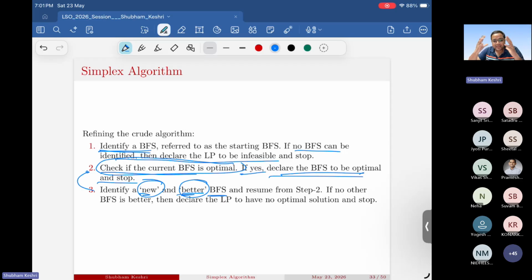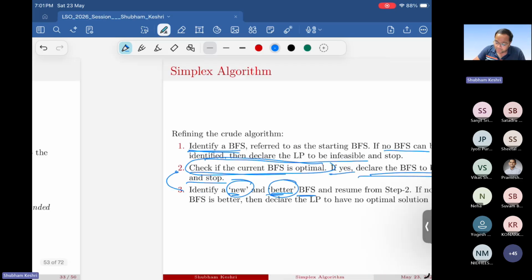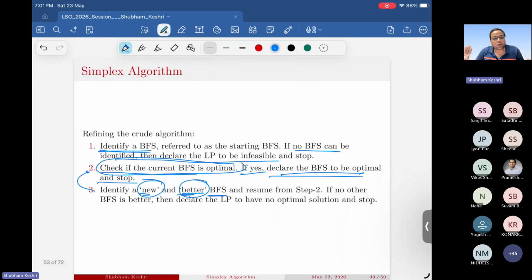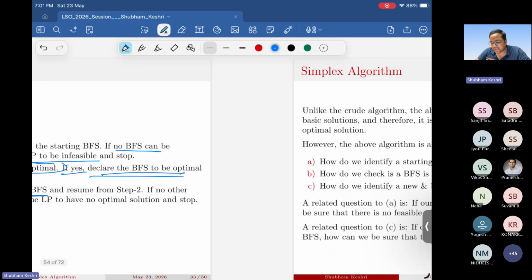So this is an idea for circumventing the time consuming problem of this crude algorithm. We will not list down all basic feasible solutions. We'll start with one basic feasible solution. We'll check if it is optimal. If it is not, then we'll move to the next and possibly better basic feasible solution, and we'll repeat the steps again. Okay.